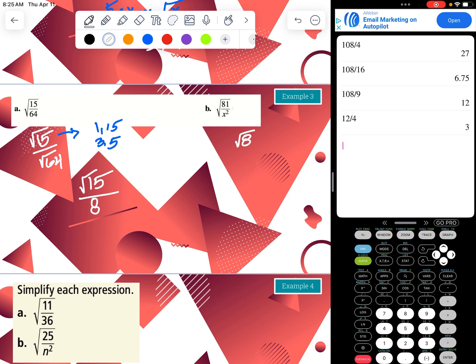Break this down, 81 over root x squared. Square root of 81 is 9. The square root and the squared undo each other, so that would leave me at 9 over x.